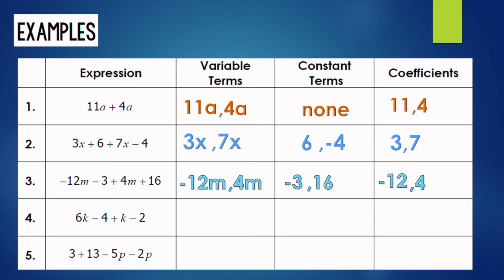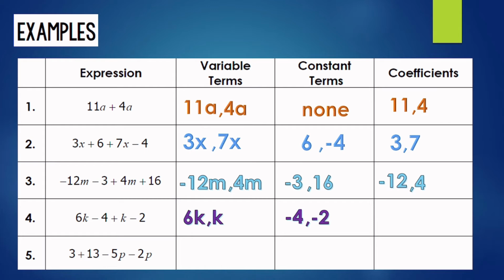Okay, let's look at the next one. My variable terms, in this case, would be 6k and k. You need to know something, okay? When you don't see a coefficient, we're going to come to it again, but I'm saying it now, and I'm going to say it again in a minute. There's always a coefficient on something, okay? Let's go look at our constant terms. Negative 4 and negative 2. They have subtraction signs in front of them, so the constants are negative.